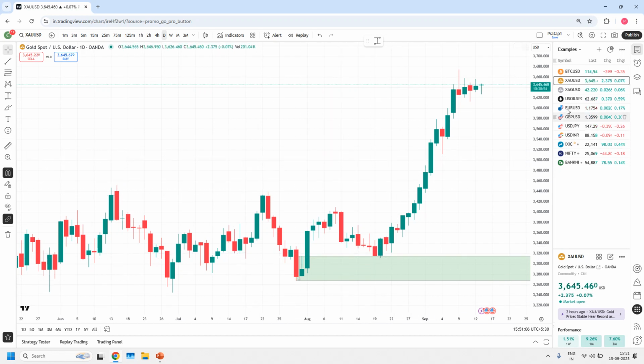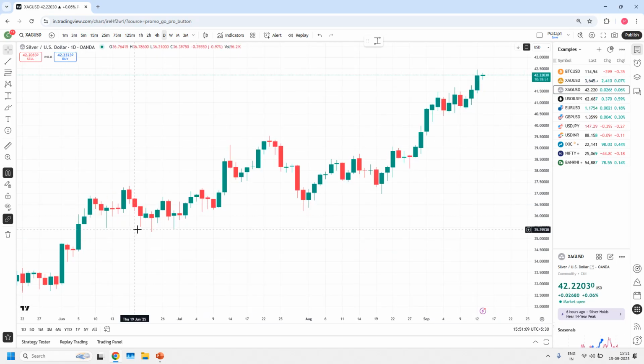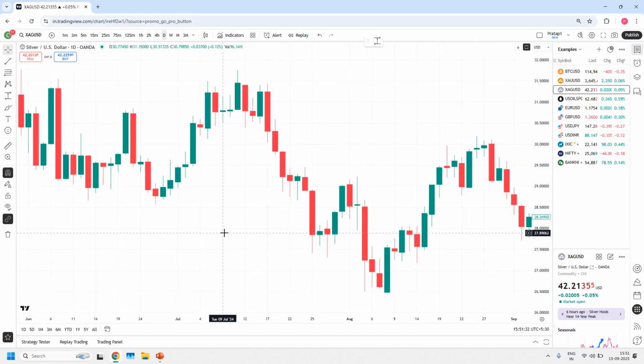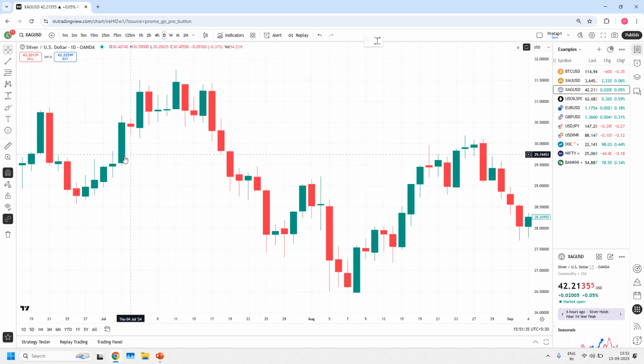Okay, next let us look into another example, silver. Let's go to 3rd July 24. July 3rd. Okay, see here. You have a rally candle, you have a base candle, you have a rally candle.